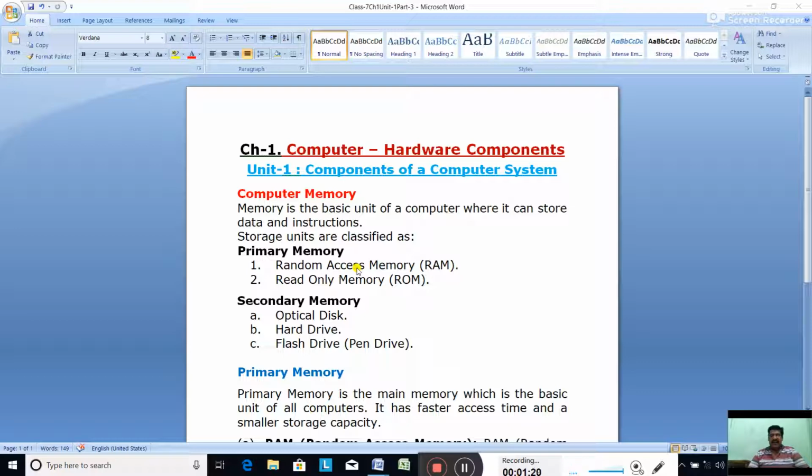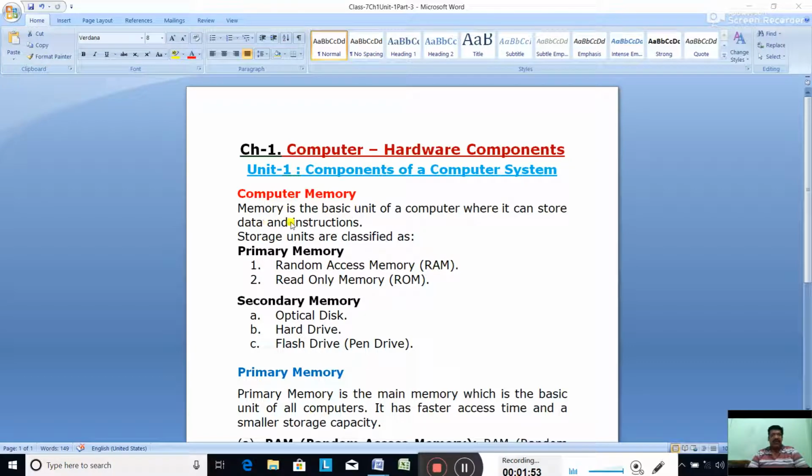Then there are three functions of the CPU. First, it stores data and instructions in memory which can be accessed for processing. Second, data is processed in the CPU and it gives a meaningful result. Third, the CPU controls each and every operation of the computer, including the operations of all its peripherals, meaning input and output units. Now today we are going to start computer memory.